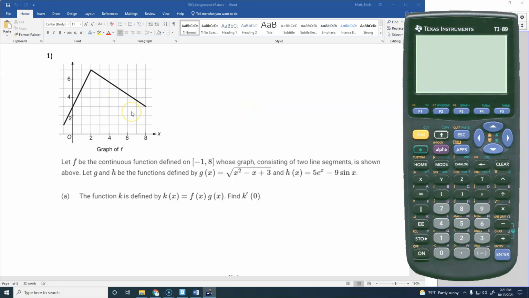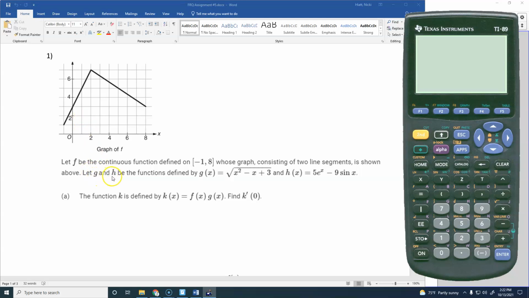Alright, so I want to do this one together because we have not looked at one quite like this before. So f is the continuous function defined from -1 to 8, whose graph consisting of 2 line segments is shown above. So this is f. Our graph is f. We do not have an equation for f. We only have a graph.